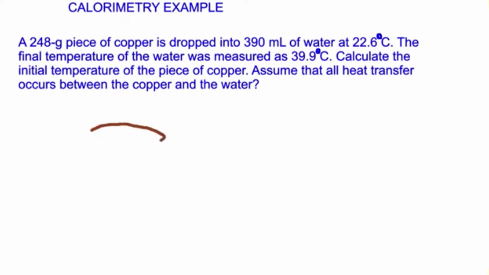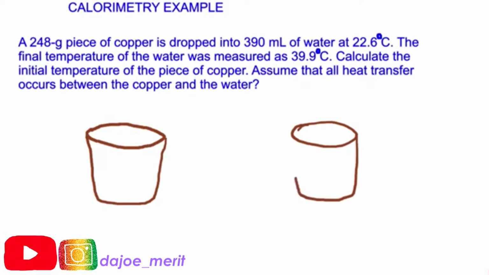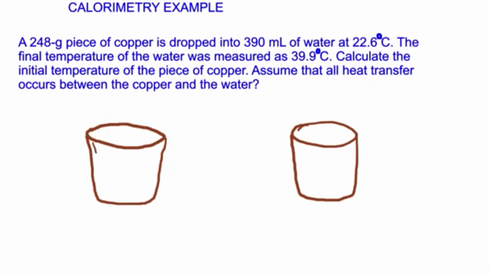Calorimetry, problem solving question. In here we have a question that states that a 248 gram piece of copper is dropped into 390 milliliters of water at a starting temperature of 22.6 degrees Celsius. The final temperature of water was measured as 39.9 degrees Celsius, and the question is asking us to determine the initial temperature of the piece of copper, assuming that all heat transfer occurs only between copper and water.